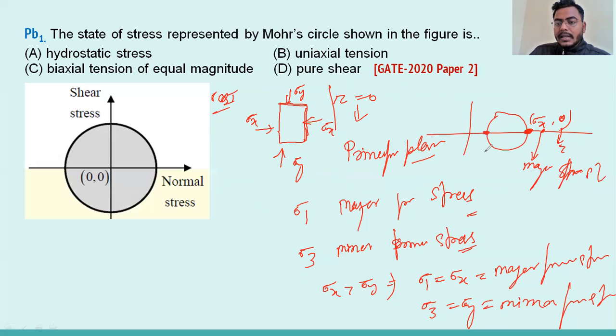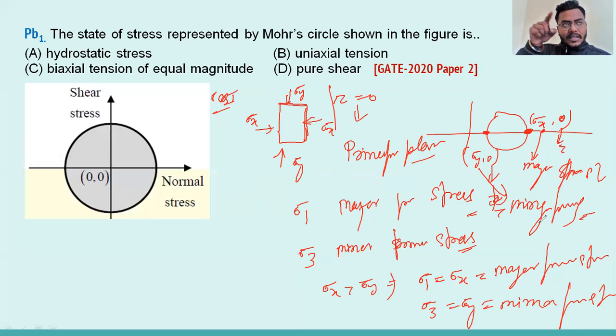Here also you can see there is a coordinate sigma y and 0. Here also the shear stress is 0. It means sigma y is the minor principal stress. So by drawing the Mohr circle, wherever you get the shear stress as 0, you can say this is the major or minor principal stress. So the greater value will be the major principal stress, and the minor value will be the minor principal stress.